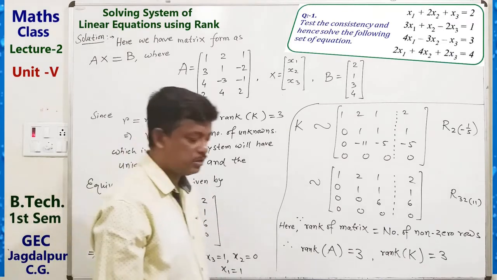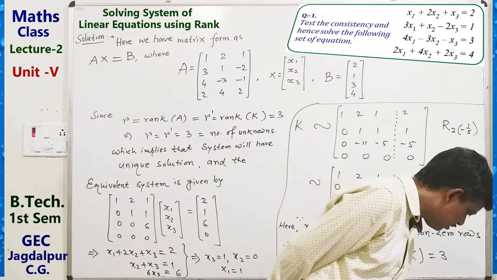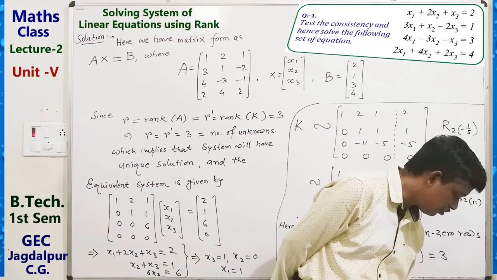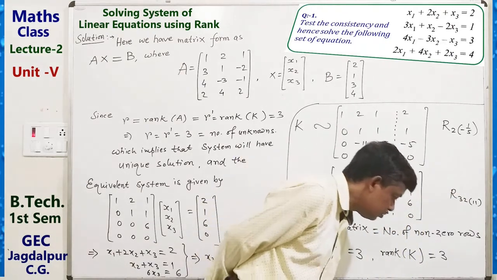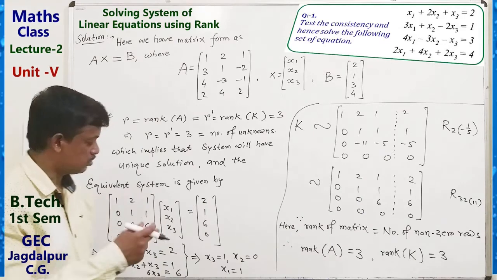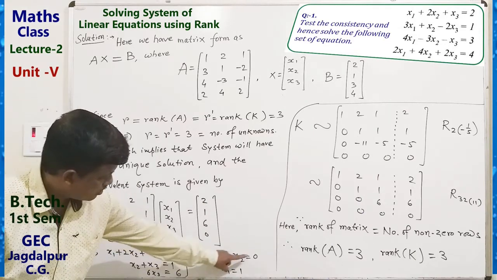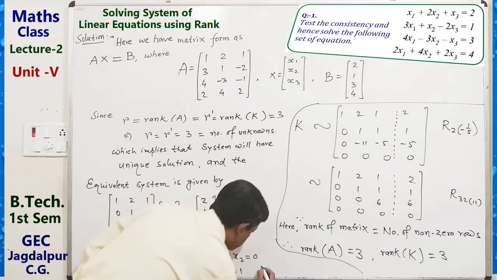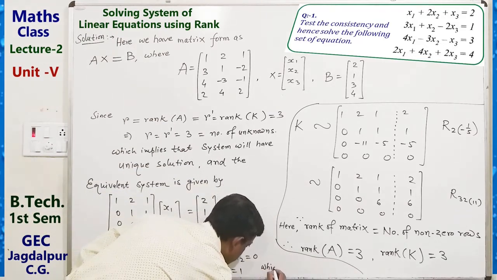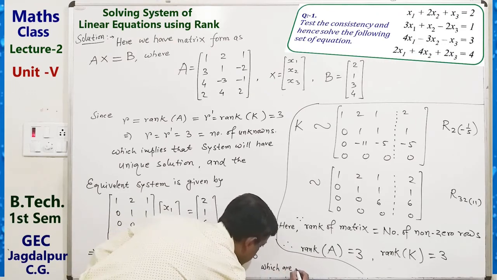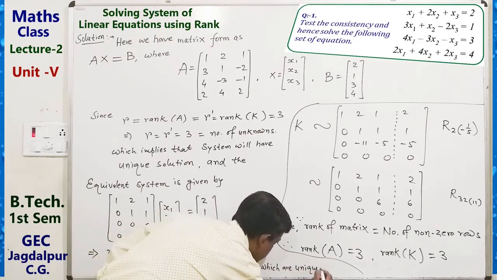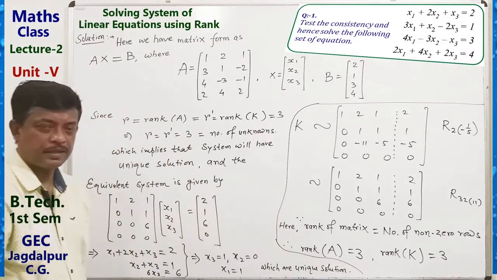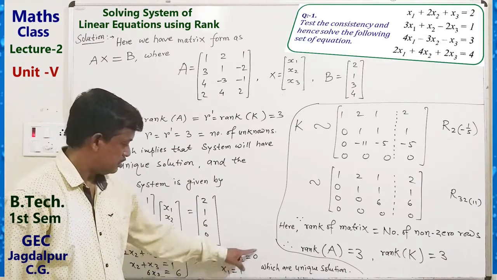So (1, 0, 1) is the solution. x2 is 0, x1 is 1, x3 is 1. So (1, 0, 1) is the solution, which is a unique solution. Clear?